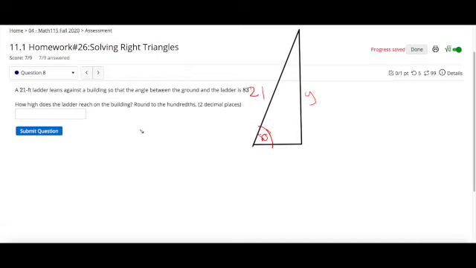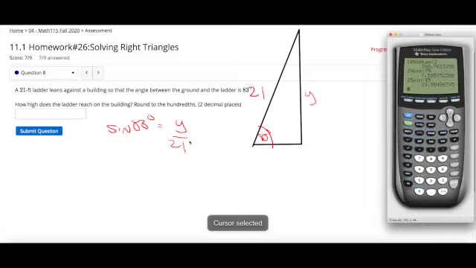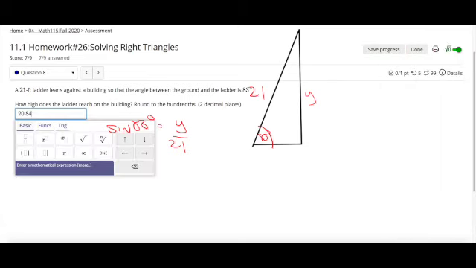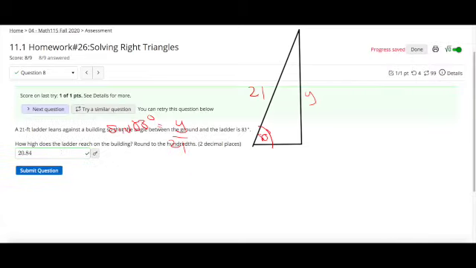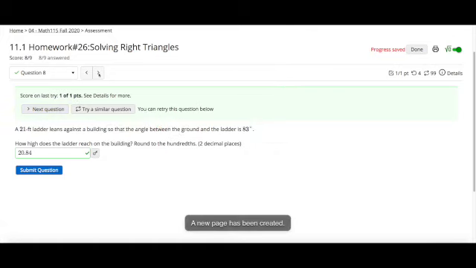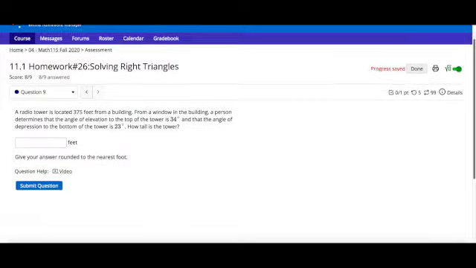Opposite over hypotenuse, sine of 83 is equal to y over 21. Let's do it. 21 sine of 83. 20.84. 20.84 to the hundredths, 2 decimal places. 20.84. And enter. All right, so far we're doing great. Haha. Let's try one more. Can we get through this unscathed?